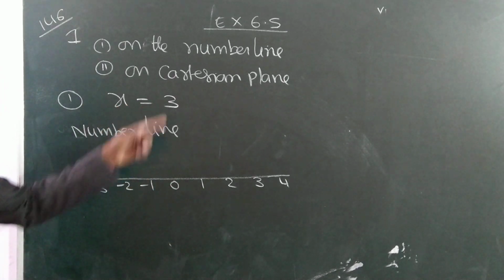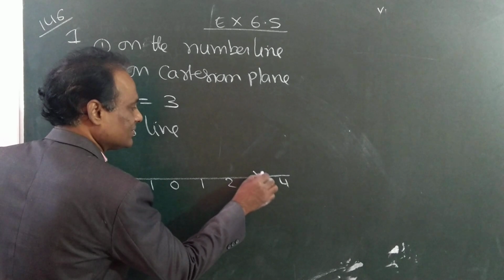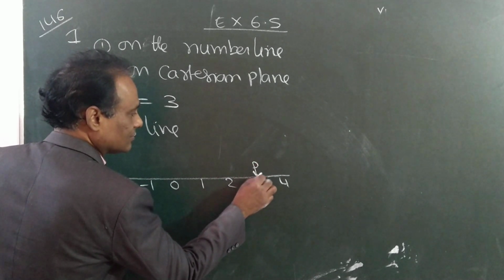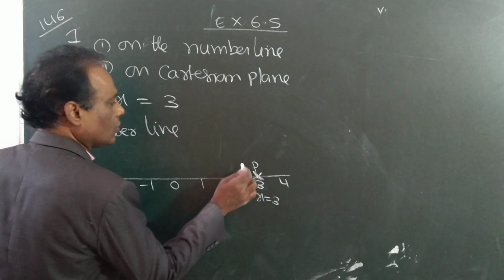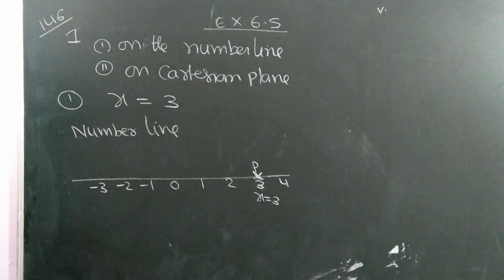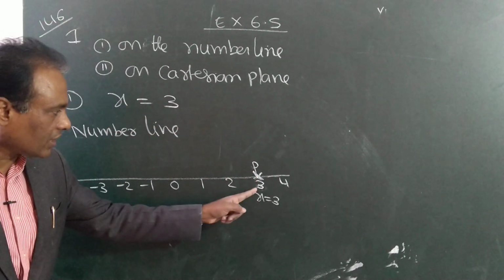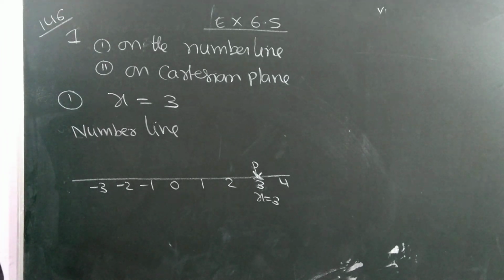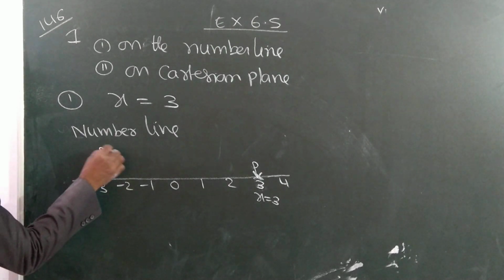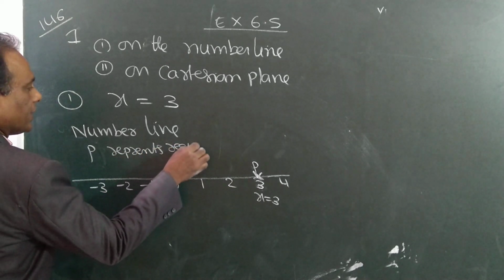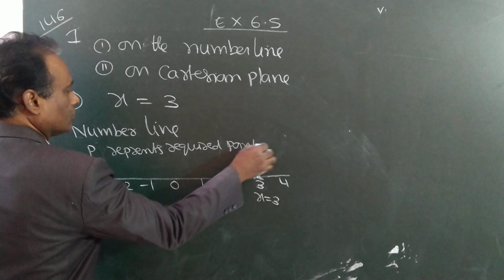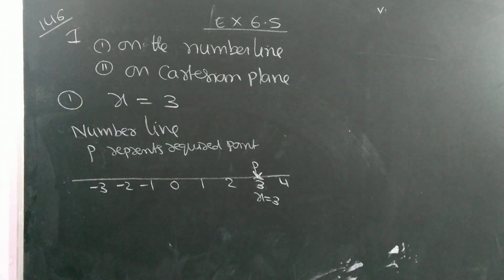What is the x value? What value do we have to represent? 3. So this is 3. That's all. X is equal to 3. At 3 you mark a point. So that is over. 3 is marked here on the number line. The P represents the required point. That's all. This is the number line.